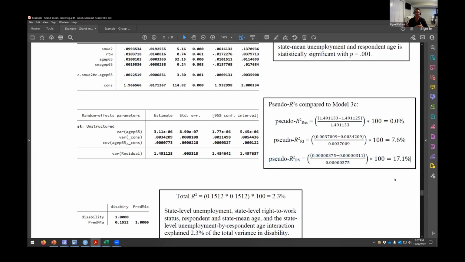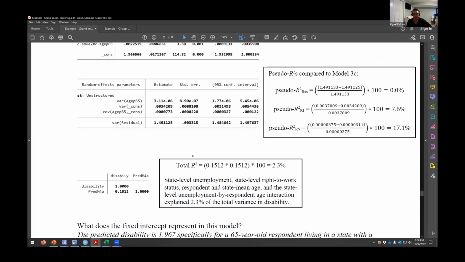So again, we saw that there were between group differences in the age effect across states. How much of that variance we explained by including state mean unemployment is about 17%. We can calculate total R-square the same way we had done previously. We're still only explaining 2.3% of the variability.